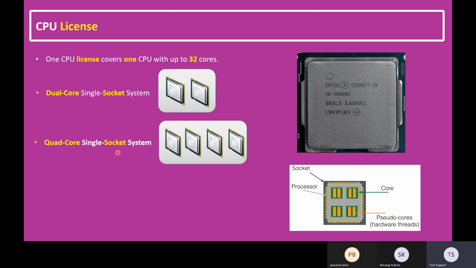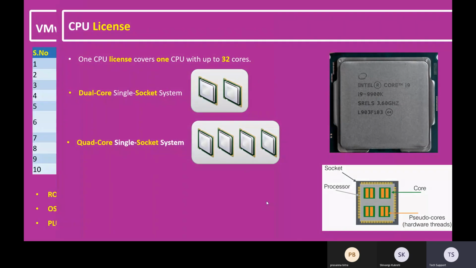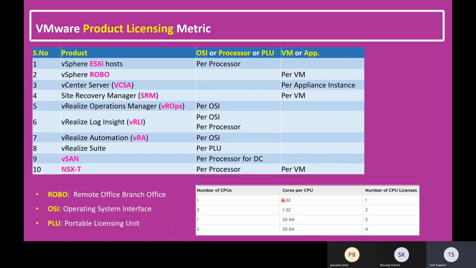Single socket system means we need only one CPU license. For up to 32 cores, we still go for only one license. If you have 32 cores also, one license is enough. If your core count increases to more than 33, VMware recommends buying two CPU licenses.